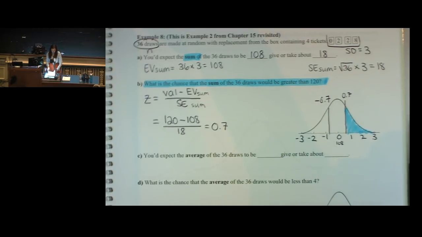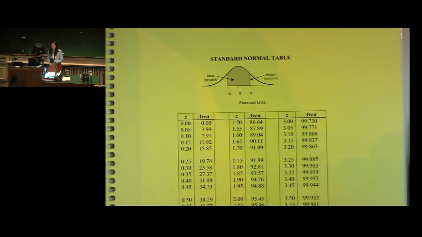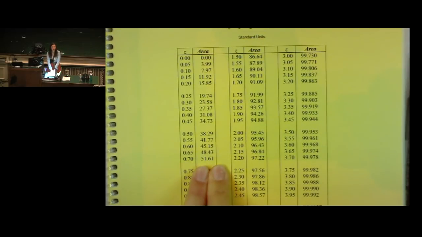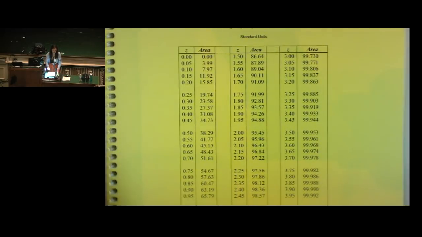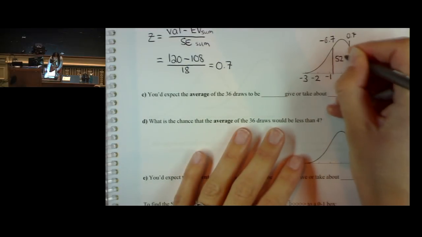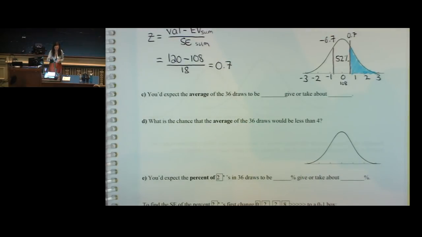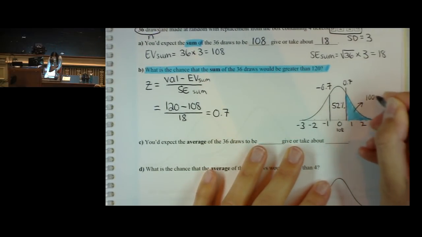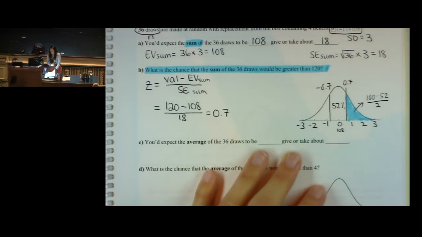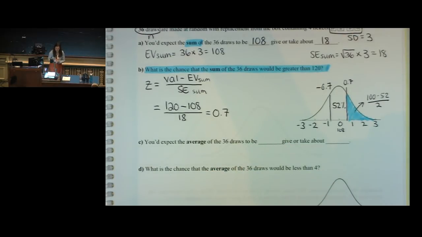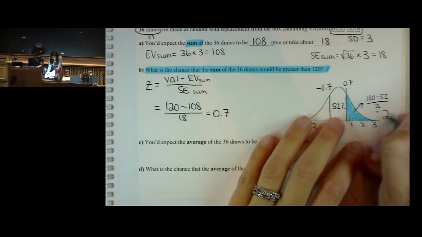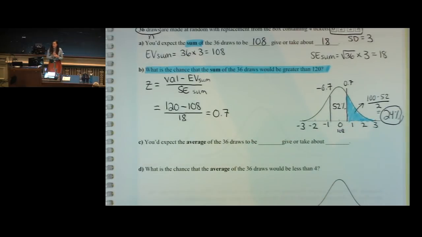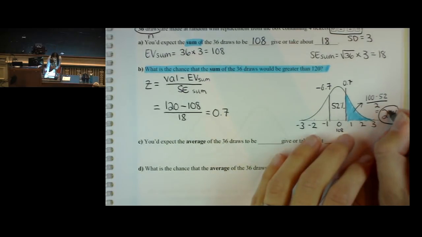So on exam 3, just like the first 2 exams, you guys will get the normal table. So I'd go down to 0.7, there it is. Middle area is about 52%. Okay, 52%. And then again, just to get this, I'm going to take 100 minus 52 divided by 2 to get the tail. And that gives me 24%. So that is the answer. What's the chance that my sum will be above 120? About 24%.